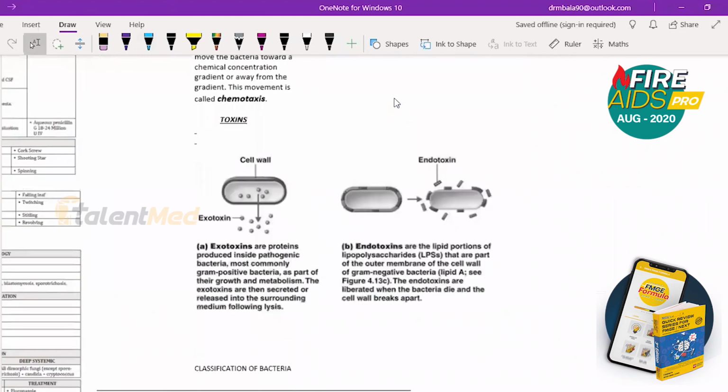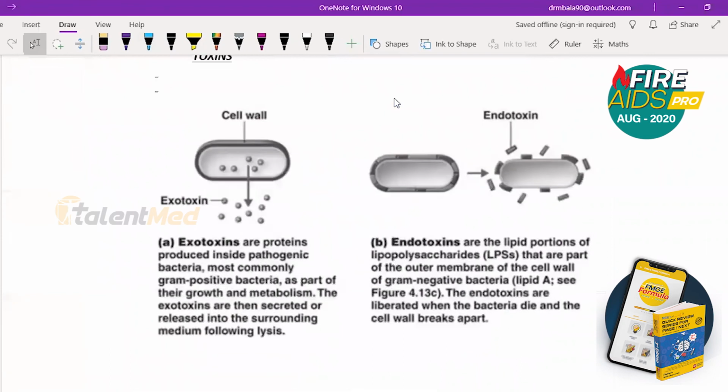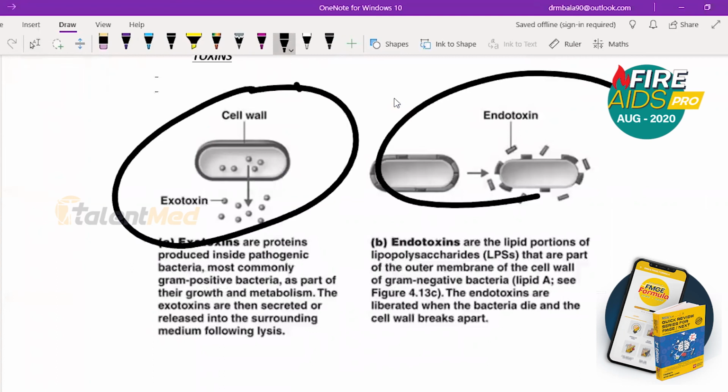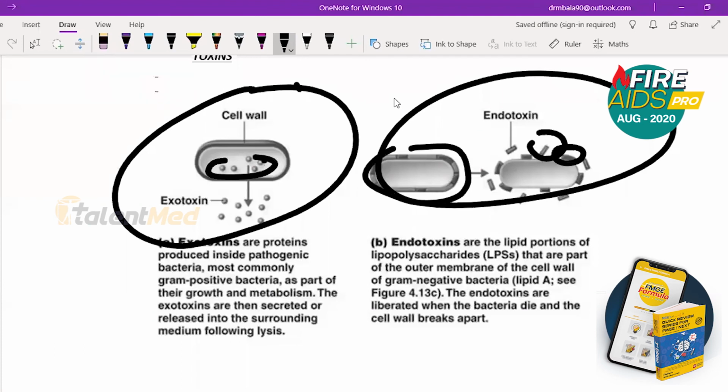So the bacteria will have 2 types of toxins. One is exotoxin, another is endotoxin. Exotoxin is what is present inside. Endotoxin is its membrane itself. So when the bacteria breaks and the membrane separates into small pieces, fragments, those will serve as endotoxin. If you know that 1 point, that should be fine.